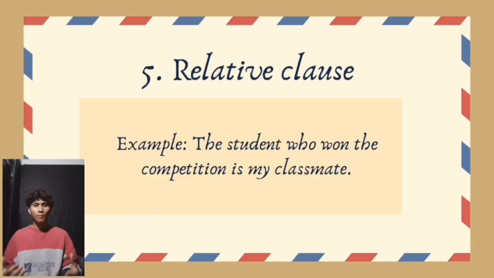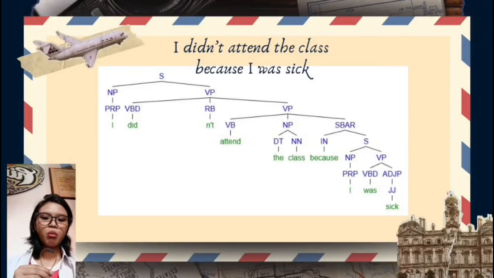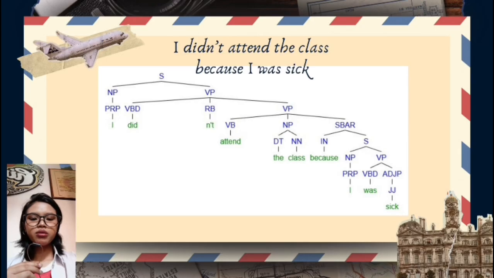The relative pronoun who is used because it refers to a person. This type of complex sentence is very common in academic and descriptive writing. And now I'm going to explain the examples, the structure of those examples.